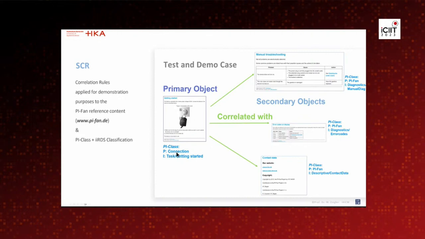You say there is a topic for the connection and the getting started. Then there should be a second topic displayed for the manual diagnostic of this product, or the contact data or something. So it's no linking by manual, which means no writers do the linking, but it's linking just from metadata to metadata.